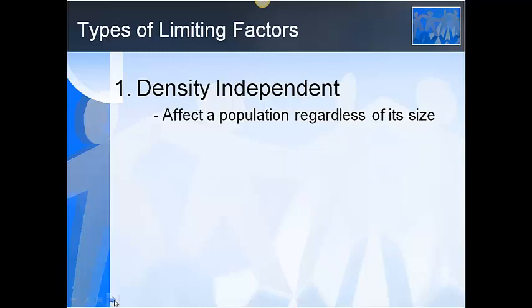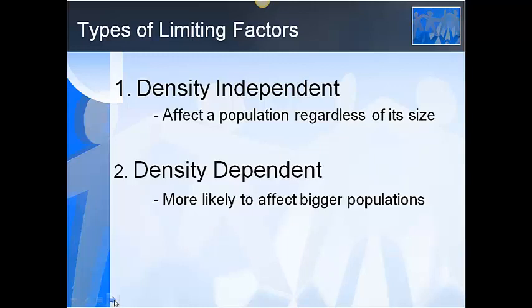These types of factors affect a population regardless of how big or small it is. If it's a small population, these factors are going to affect its growth. If it's a large population, these factors are going to affect its growth. Density dependent is the other hand on this, and these will affect denser or bigger populations. So the more density a population has, or the bigger it is, the more likely these things are to affect it.